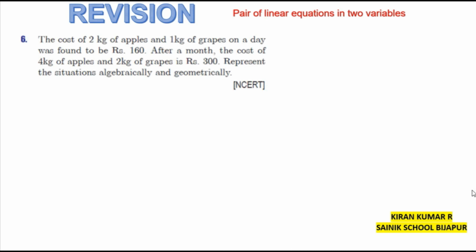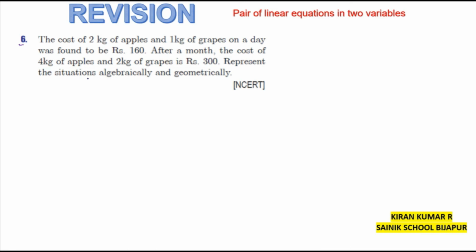I have brought in one more important question from the NCERT textbook. Question number 6. The cost of 2 kg of apples and 1 kg of grapes on a day was found to be rupees 160. After a month, the cost of 4 kg of apples and 2 kg of grapes is rupees 300. Represent the situation algebraically and graphically.